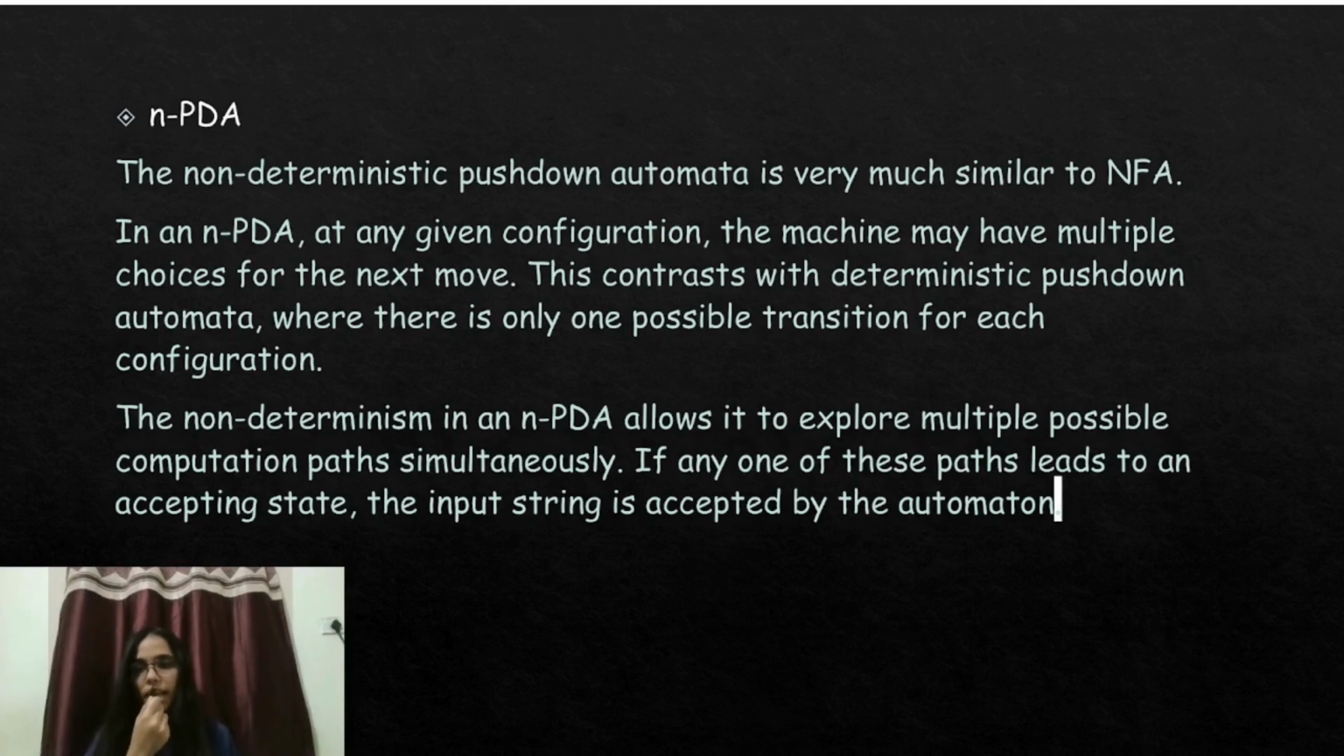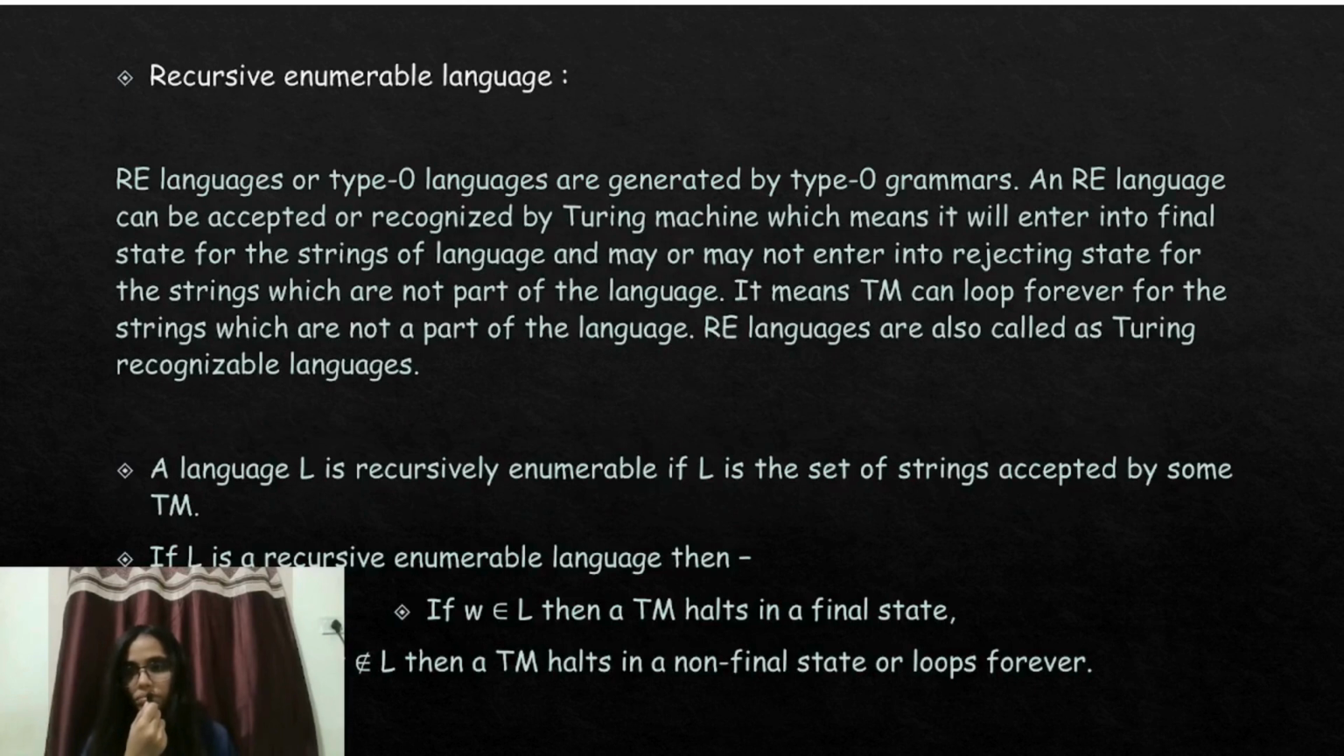Okay, now let us proceed to the last part of question number 7. Recursive enumerable languages. What are recursive enumerable languages? Recursive enumerable languages, type 0 languages, are generated by type 0 grammar. Type 0 grammar is the most unrestricted type of grammar. A recursive enumerable language can be accepted or recognized by a Turing machine, which means it will enter into a final state for the strings of the language and may or may not enter into the rejecting state for the strings which are not part of the language. It means the Turing machine can loop forever for the strings which are not part of the language. RE languages are also called Turing machine recognizable languages.